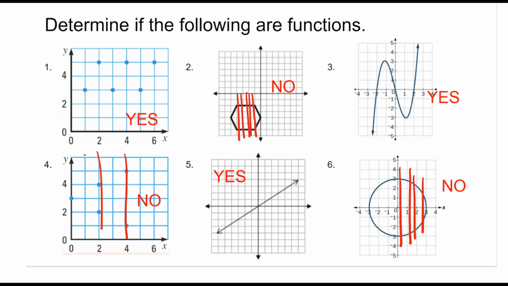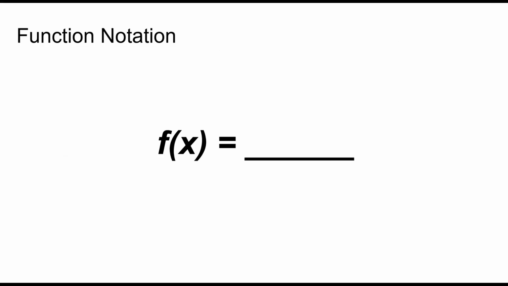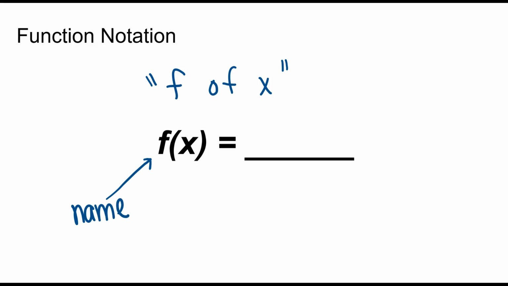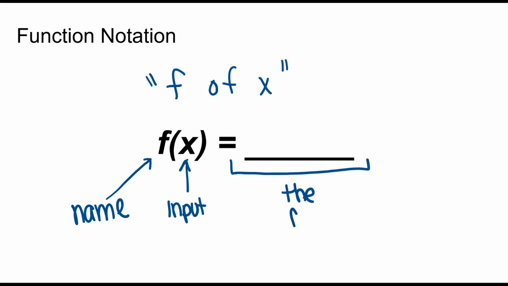And finally, we're just going to briefly introduce function notation. Once we know something is a function, we can actually rename it using this function notation here. It looks like f parenthesis x parenthesis, but we actually read that as f of x. And f is simply the name of the function. Could be f, g, p. X is our input. And whatever's right here, this is the function itself.